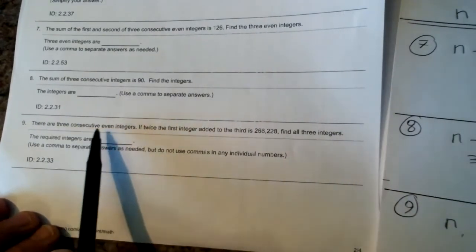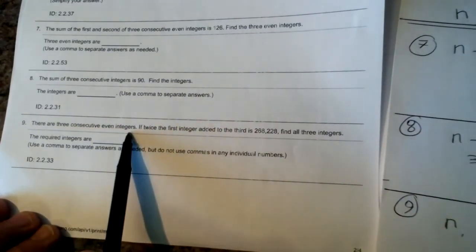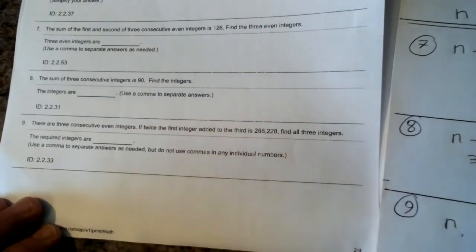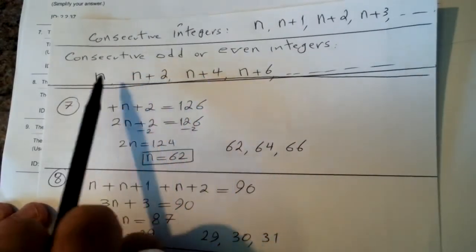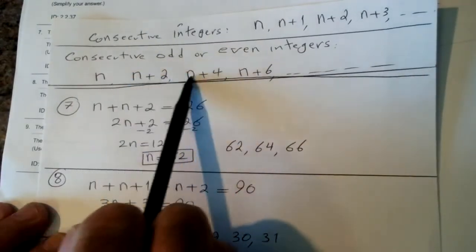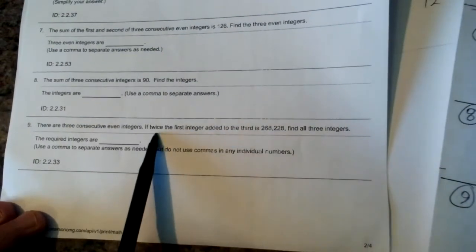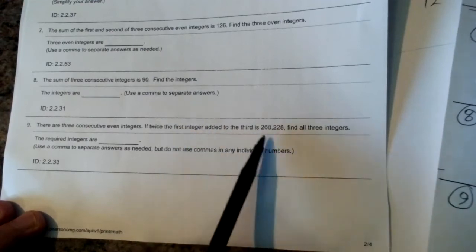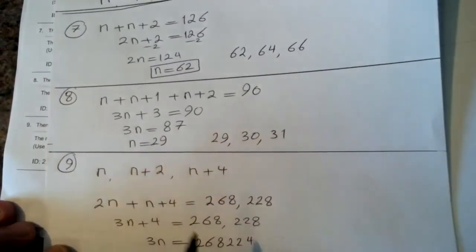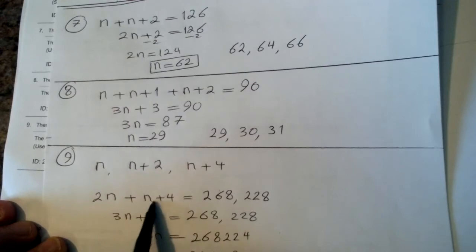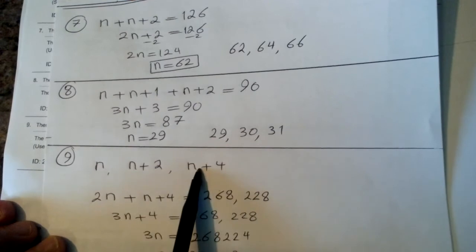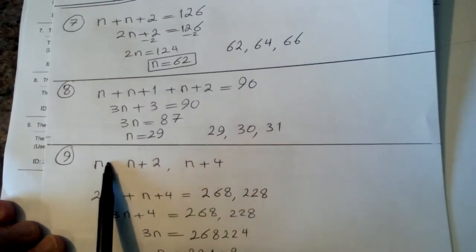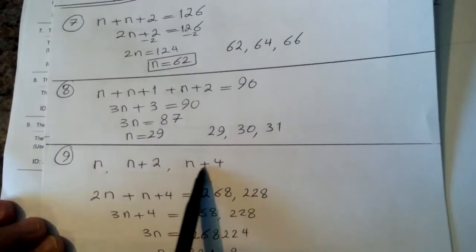There are 3 consecutive even integers. Consecutive even integers means you need to select these 3 consecutive even integers. Just select these 3. And then twice the first added to the third is this number. See, this is the first and this is the third, right? Twice of these plus the third is that.